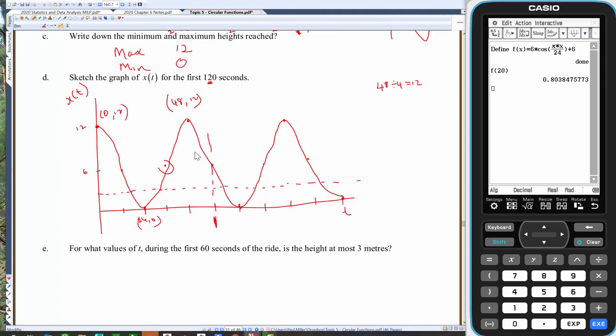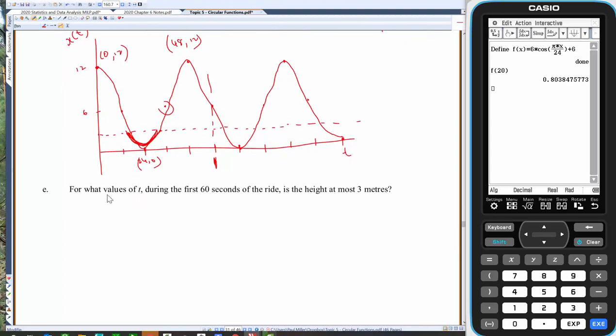So again, having the graph on this means that I know exactly which part we're talking about. So it is at most 3 meters. Okay, so the highest it can be is 3 meters. So it's actually during this section here. This is where it's going to happen, between here and here. So we're going to get an interval between those two values.